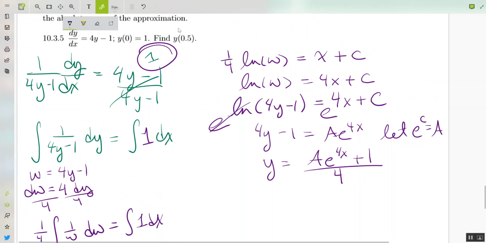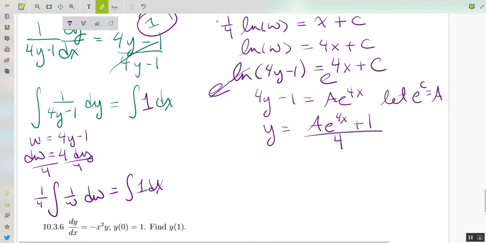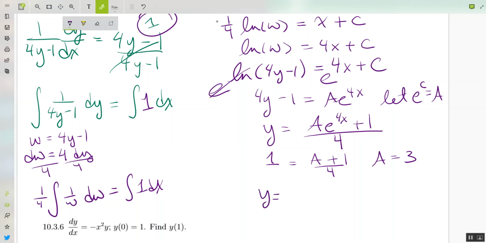What is it? 0, 1. So when x is 0, y is 1. So 1 equals a e to the 0 will be 1 plus 1 over 4. So you'll multiply both sides by 4 and then subtract the 1. So it'll be 4 minus 1, so a is 3. So overall, my solution is going to be 3 e to the 4x plus 1 over 4. So if I want to figure out what y of 0.5 is, I put 0.5 into this. When you do that, you get something close to 7.